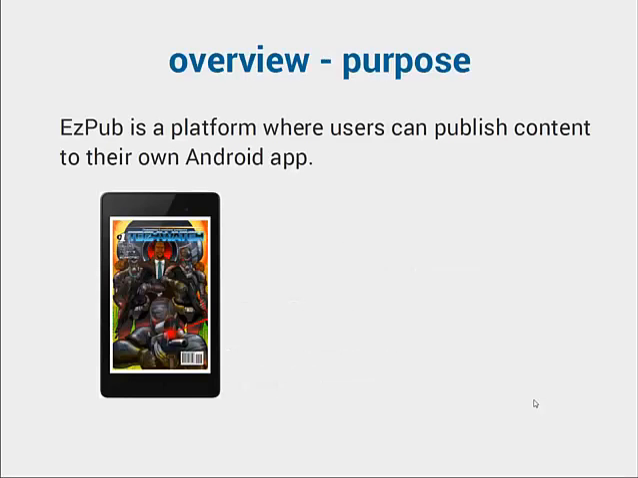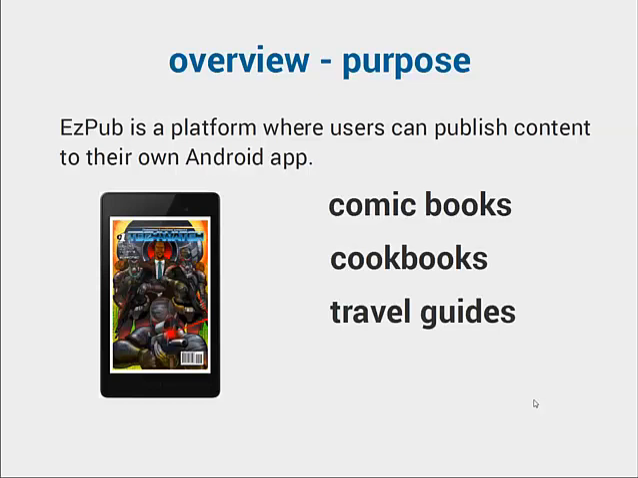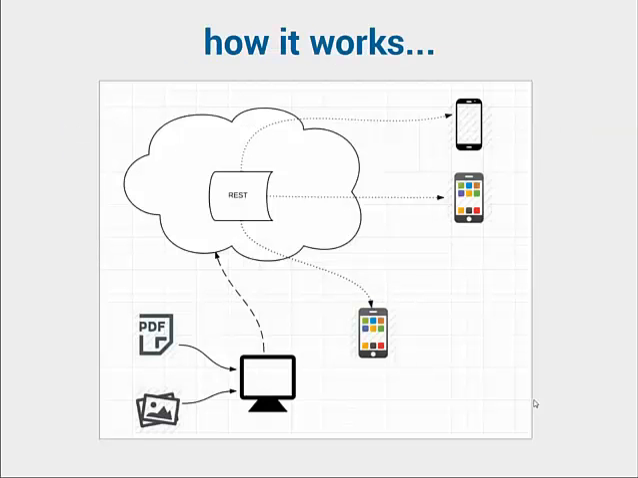EzPub is a platform where users can publish book content to their own Android app. The idea is that people can create things like comic books, cookbooks, travel guides, or much more without any programming knowledge. It's sort of like a CMS for Android apps. So, this is how it works.